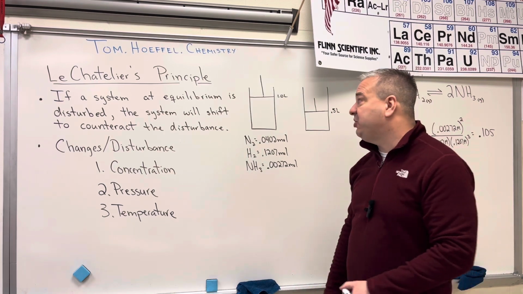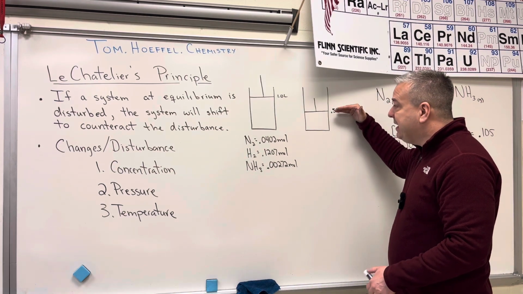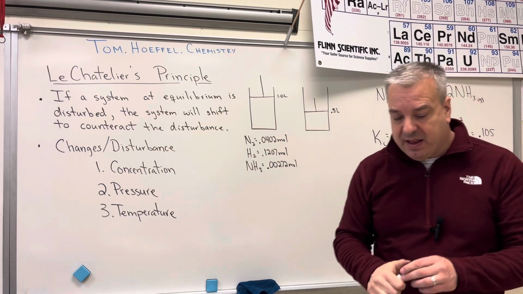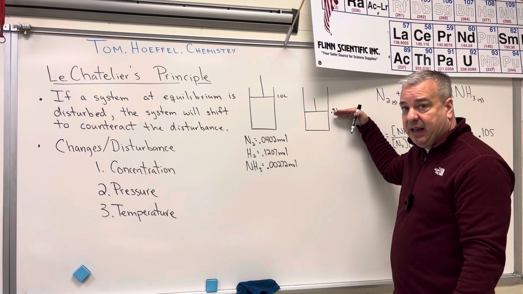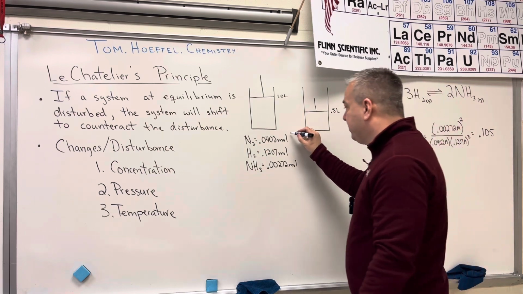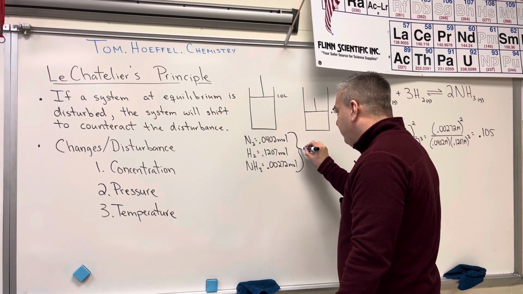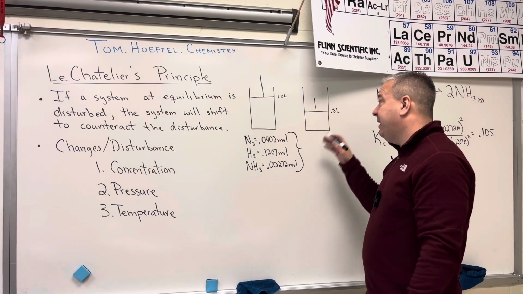Now, what I'm going to do is disturb this system that's in equilibrium by changing the pressure. The way I'm going to change the pressure is by decreasing the volume, okay? Now, when I decrease the volume and I'm cutting it in half, then all these moles that I have right here are now going to be in a half liter.